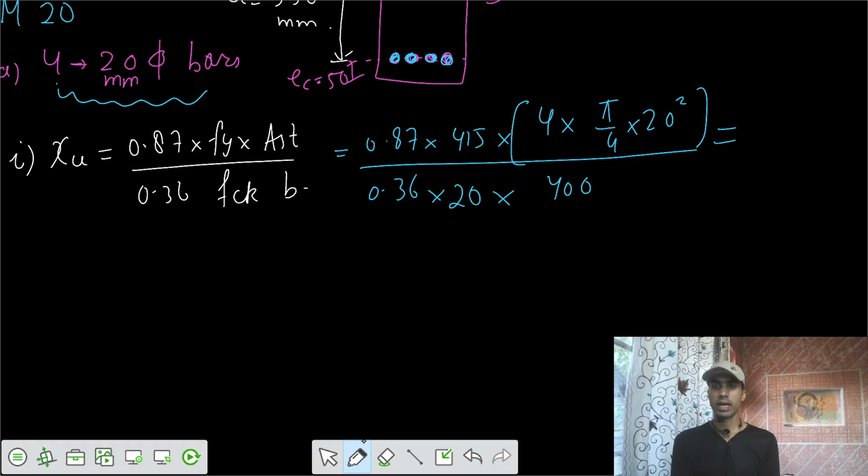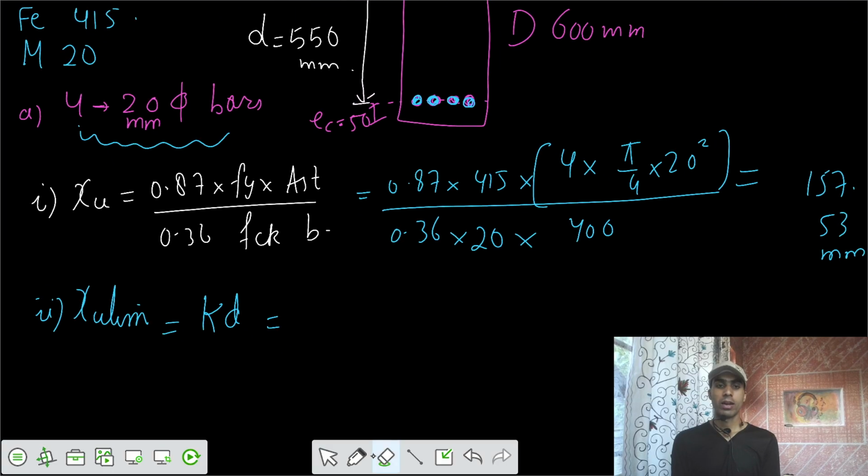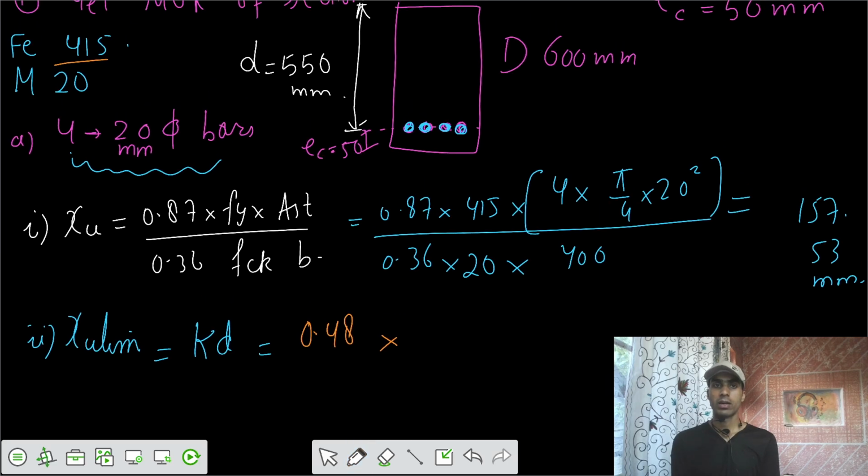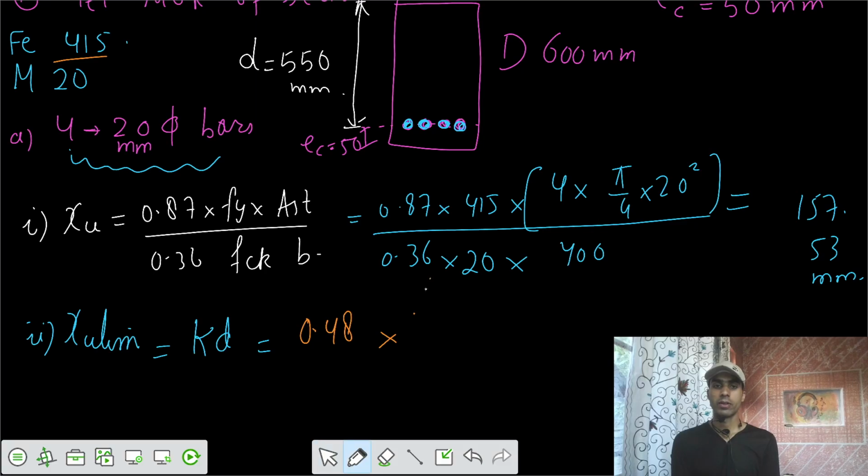400 millimeters. So you would get a value of Xu equal to 157.53 millimeters. Now, the second step is that we have to compare it with Xu limiting. Xu limiting is equal to k times d. Now I substitute the values of k and d for Fe 415. For Fe 415, your k value equals 0.48, and the value of d is 550 millimeters. This is the effective depth, 550 millimeters. So Xu limiting is equal to 264 millimeters.